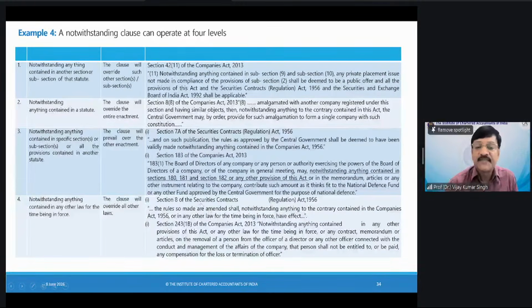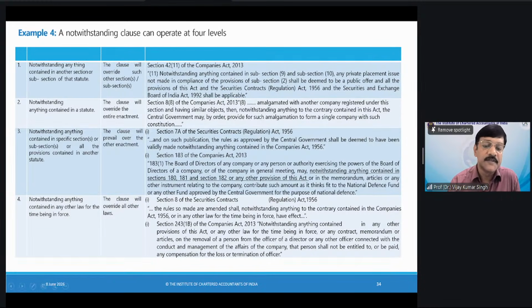For example, Section 8 of the Securities Contract Act says the rules so made or amended shall, notwithstanding anything to the contrary contained in the Companies Act or any other law for the time being in force, have effect. So it is saying any other law. You can see the first stage is talking about the same section, subsection. Second is talking about anything in that particular statute. Third is talking about a particular statute. And fourth is talking about any other statute, all statutes.